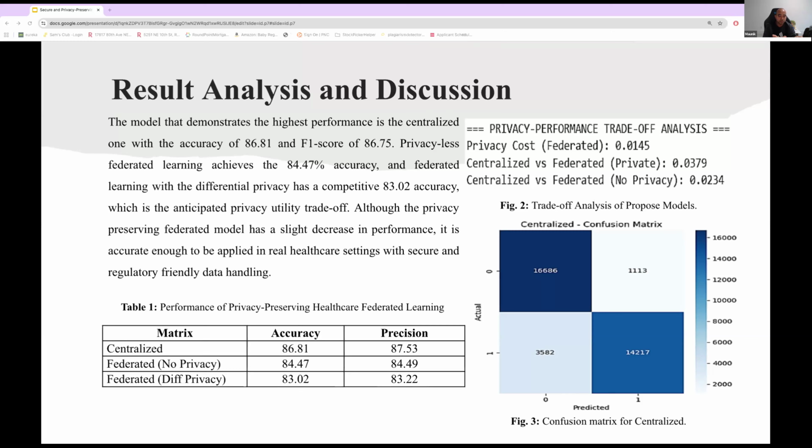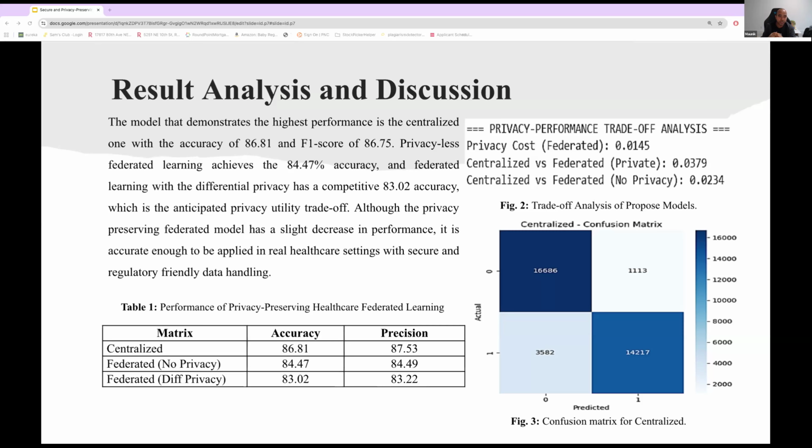So as you can see, there is a trade-off. The privacy cost, the performance drop attributed to the addition of differential privacy noise, was relatively small at only 1.45% when you compare federated learning with privacy and without privacy, and close to 3.5% when you compare centralized learning to federated learning with privacy-preserving mechanisms. So this indicates that our platform is efficient at preserving utility while enforcing strict security for the data.